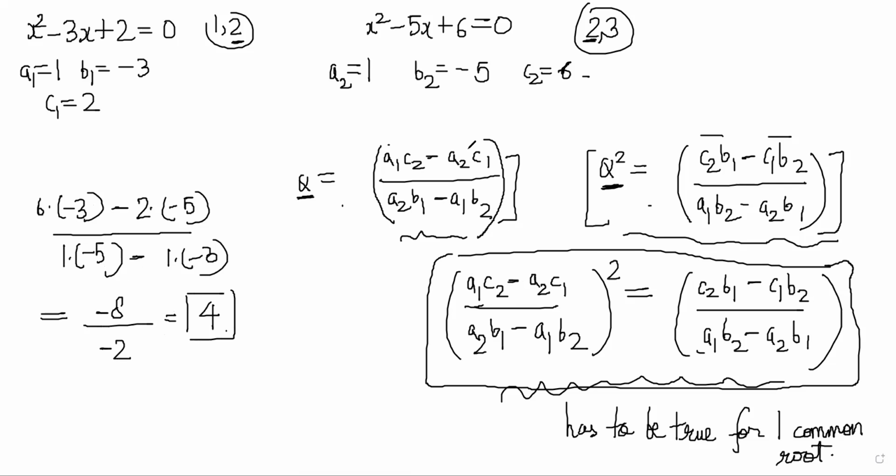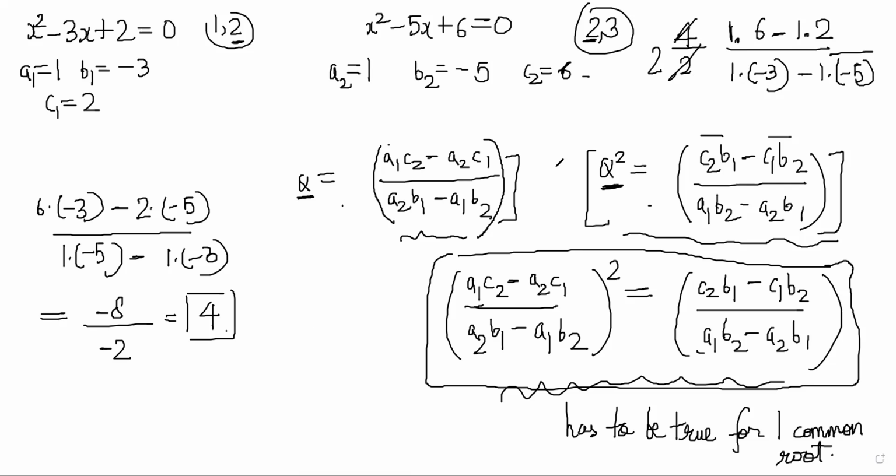Let's calculate the LHS. What is A1C2 minus A2C1? 1 into 6 minus 1 into 2, divided by A2B1 minus A1B2, so 1 into minus 3 minus 1 into minus 5. So 6 minus 2, 4, on top, and minus 3 plus 5, so 2 in the denominator. So this is 2, and the square is 4. So the relation that we derived is correct. For a random pair of equations with one common root, it is working out.